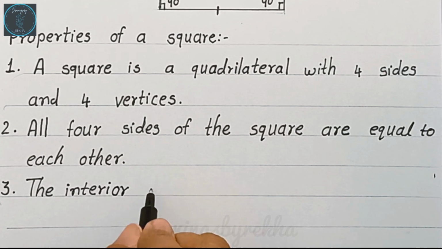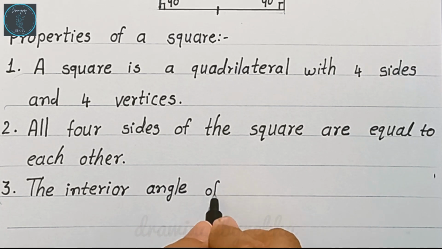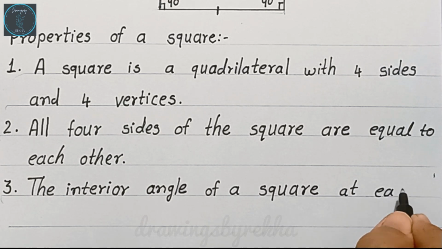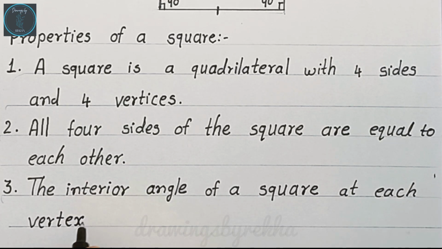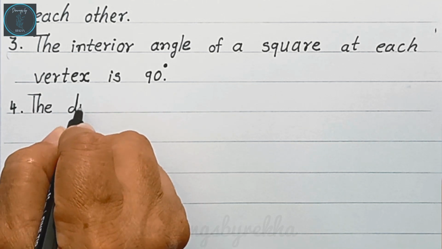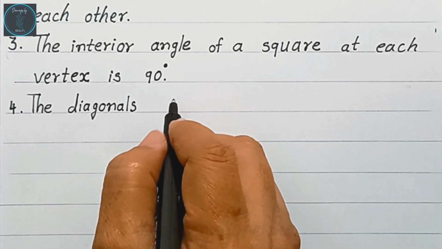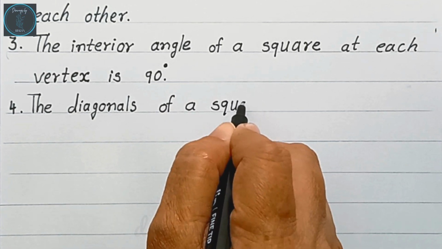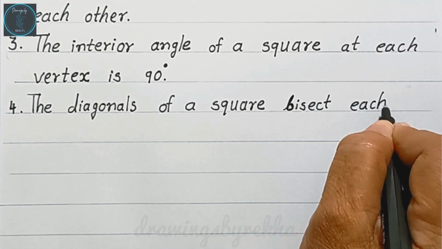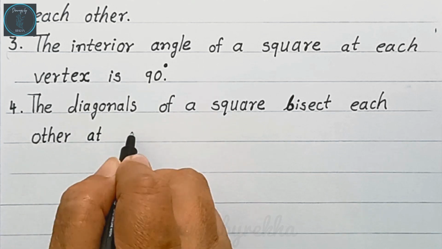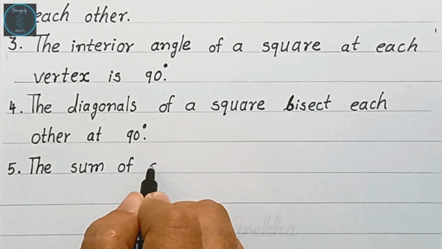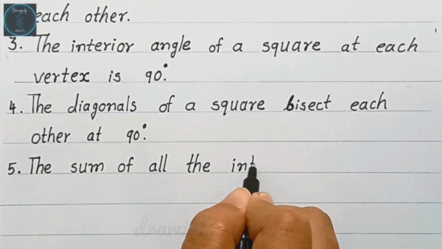Three, the interior angle of a square at each vertex is 90 degrees. Four, the diagonals of a square bisect each other at 90 degree. 5. The sum of all the interior angles is 360 degrees.